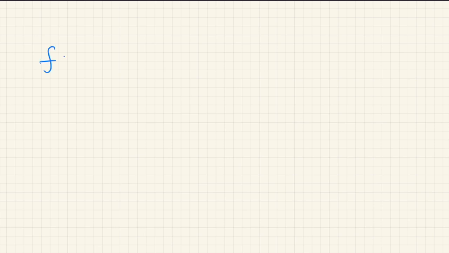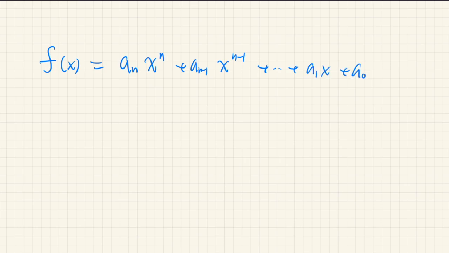A polynomial function is something like this. Let's say f of x is equal to a_n x to the power of n plus a_{n-1} x to the power of n minus 1, and so on, plus a_1 x plus a_0. All these coefficients, a_1, a_2, a_0, whatever, are real numbers here, where k is from 0, 1 up to n.